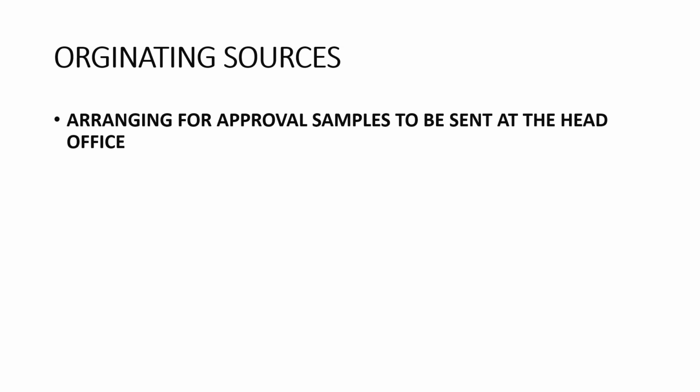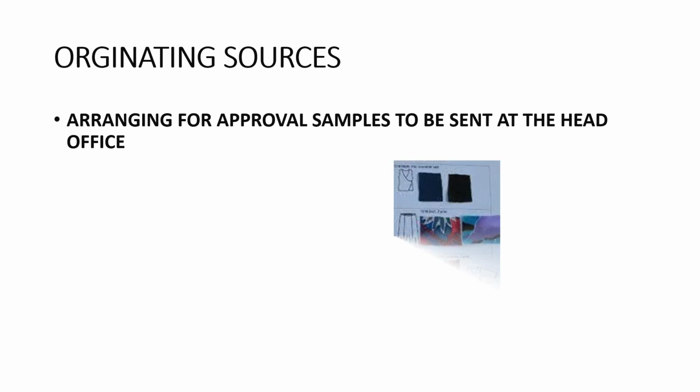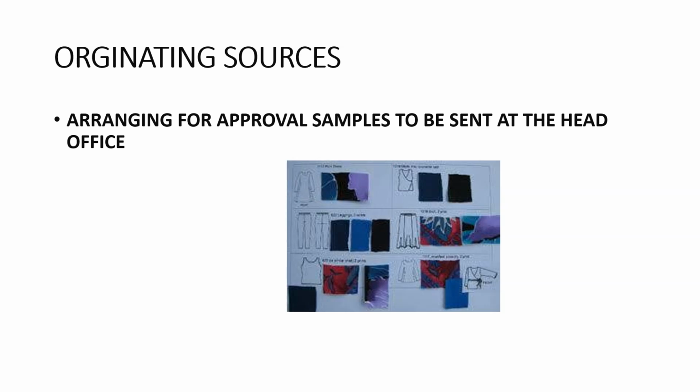So buyers themselves create samples, and those samples are executed at the factory and sent to the head office for approval. So different approval samples can be created in this way, okay, and these are created by the designer or the buyer, and this is also one of the sources of creating the specification sheet.